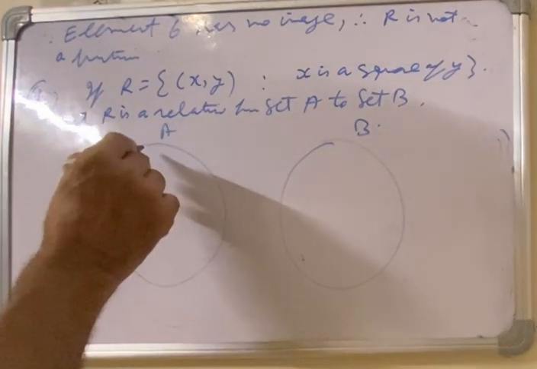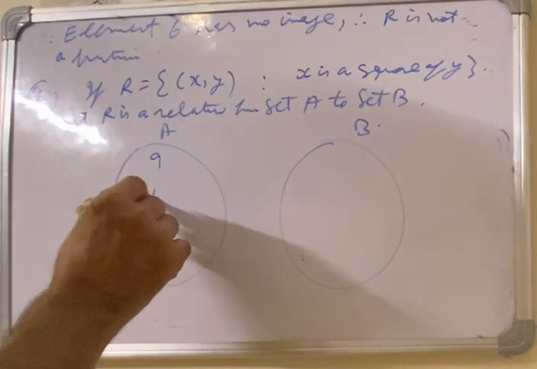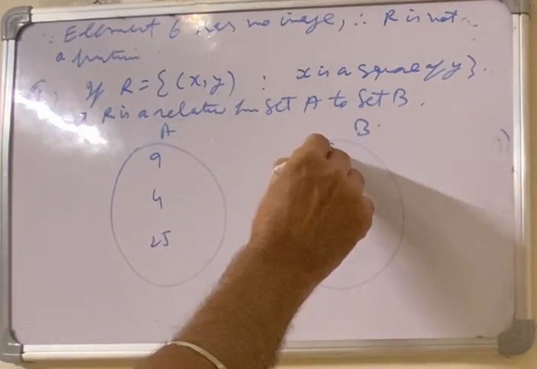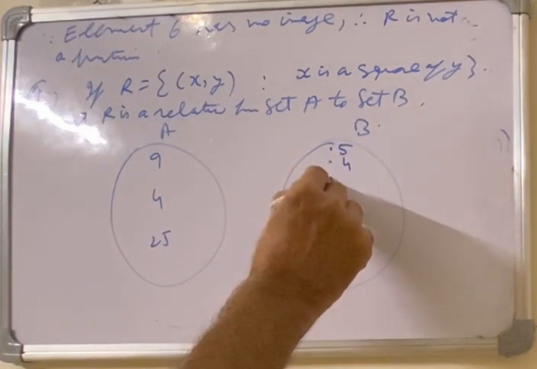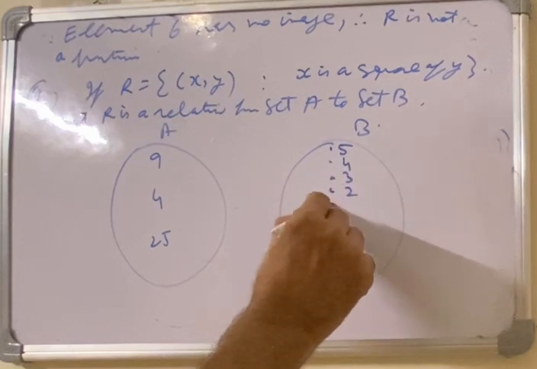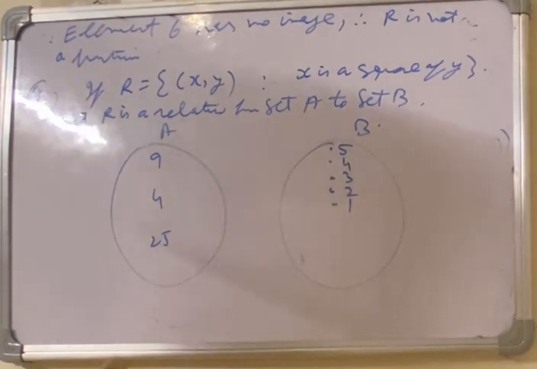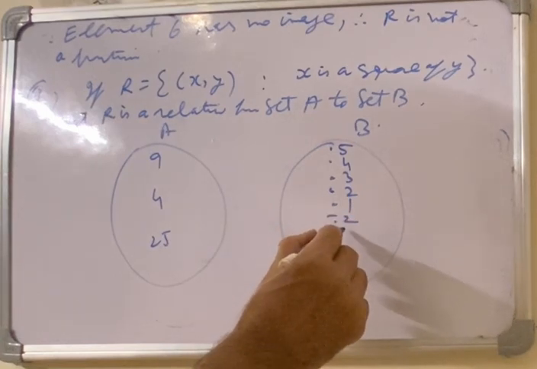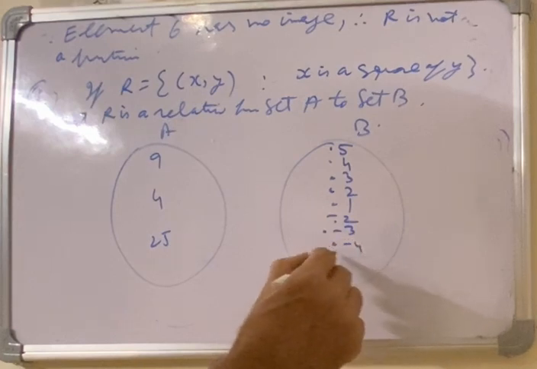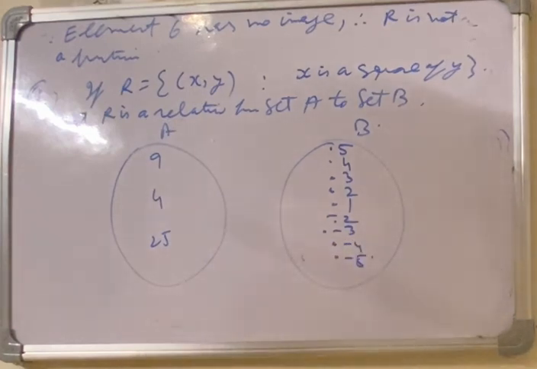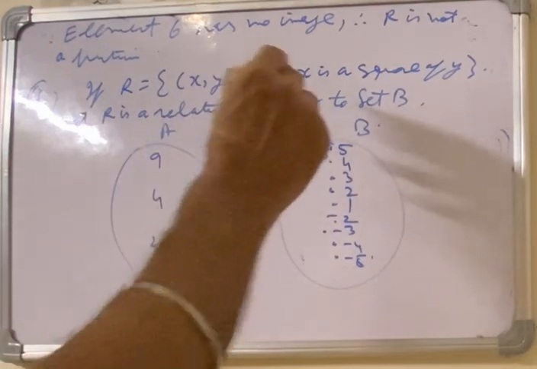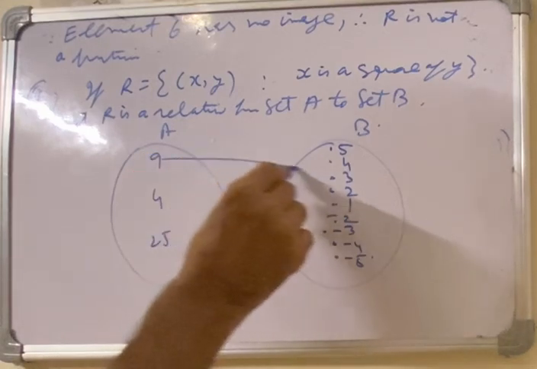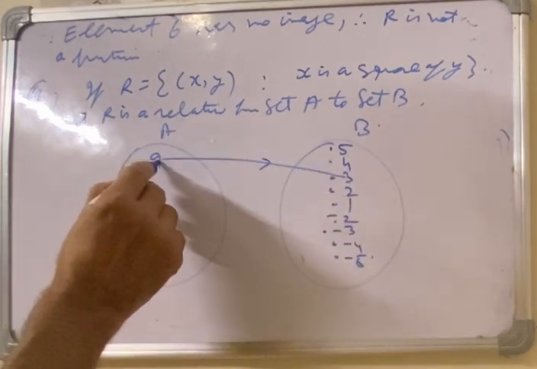Now we have here 9, 4, 25, and here we have 5, 4, 3, 2, 1, then minus 2, minus 3, minus 4, minus 5. X is a square of y. 9 is square of 3 and 9 is a square of minus 3.